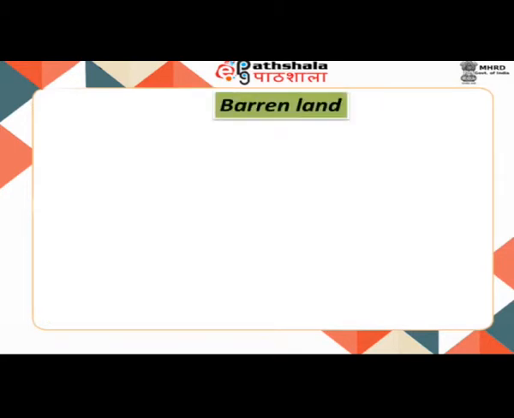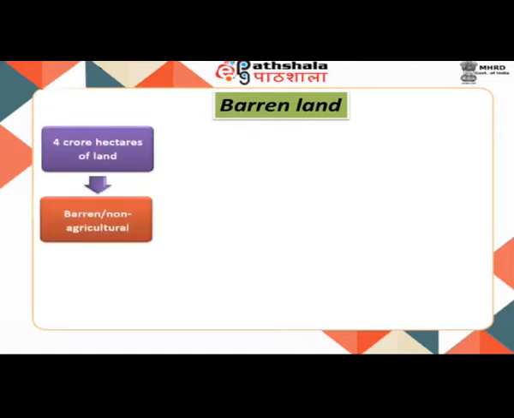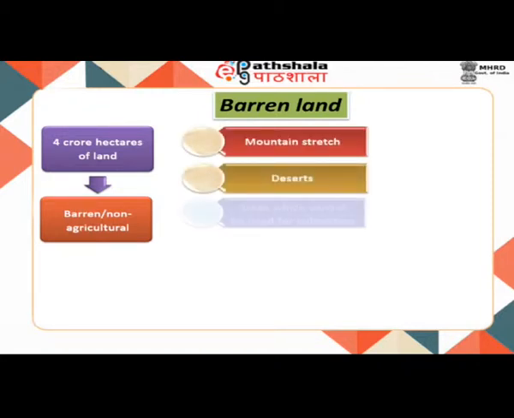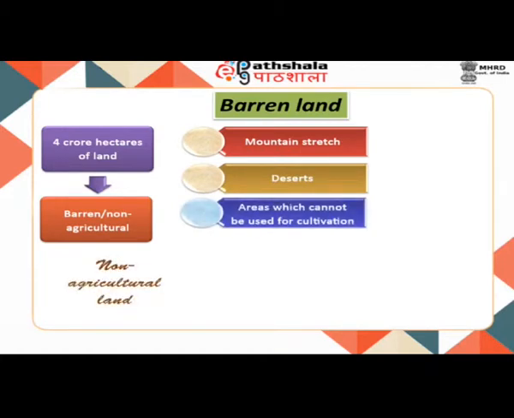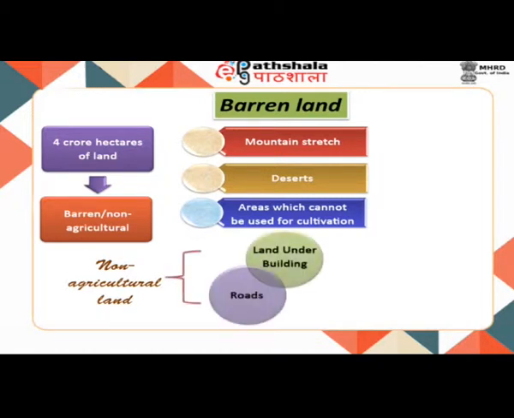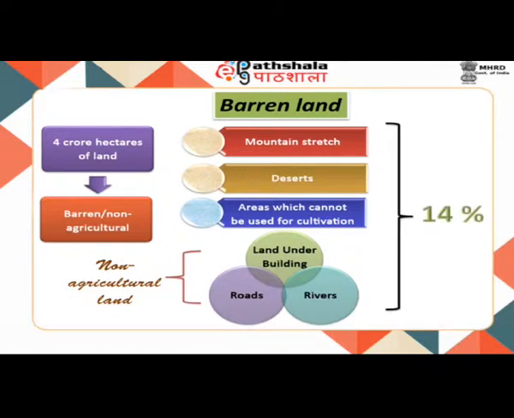Barren land. Around 4 crore hectares of land is barren or non-agricultural land. Barren land includes mountain stretches, deserts, or areas which cannot be used for cultivation. The non-agricultural land includes also land under buildings, roads, and rivers, etc., which are non-cultivable or habitable. This, in total, accounts for approximately 14% of the total area.